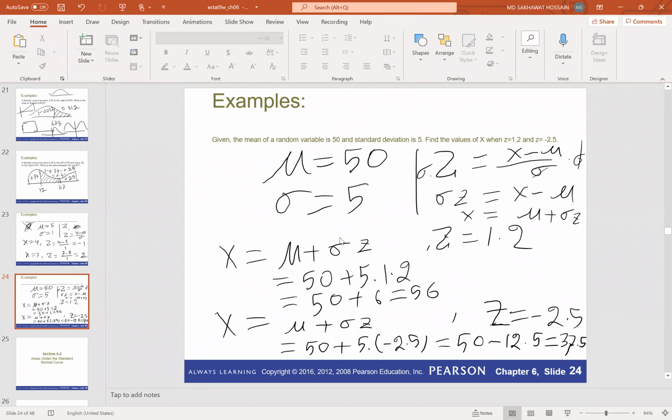And here you can also see that corresponding to 56, the z-score was 1.2. So that's why the z-score is positive, and you can see it is 56, which is above the mean. And when the z-score is negative 2.5, we found 37.5, which is below the mean, below 50. So x is 56, and x is 37.5. Okay, do you have any questions?